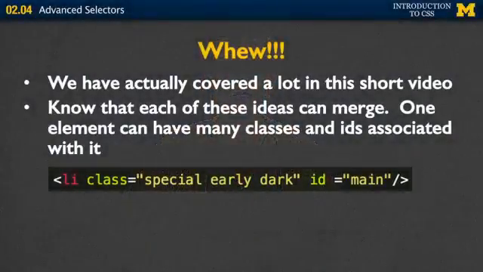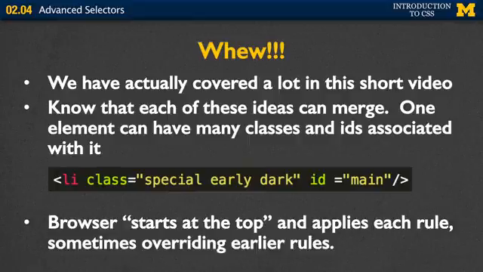Okay, I've just covered a lot of stuff in a very short video. You need to realize that these ideas are going to merge together. You're going to be using classes, you're going to be using IDs, you're going to be using attributes. And the important thing I want you to know is that when you are adding all these things together, the order that you write classes and different IDs in your text doesn't matter. It doesn't matter whether you have special early dark or dark early special. What really matters is the order that you write your rules in your style sheet.